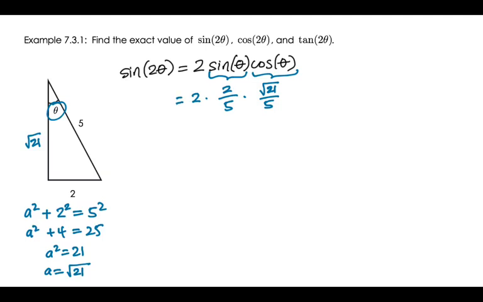And then all we have to do is multiply straight across. Remember that 2 is really 2 over 1. So just multiply all three numerators. 2 times 2 times root 21 will give me 4 root 21. 1 times 5 times 5 gives me 25. And that is sine of 2 theta. Whatever theta is, if you double it and find the sine of it, you would get 4 root 21 over 25. All right. And we can do the same thing with cosine 2 theta.